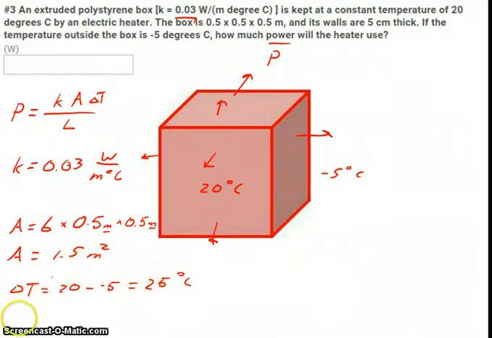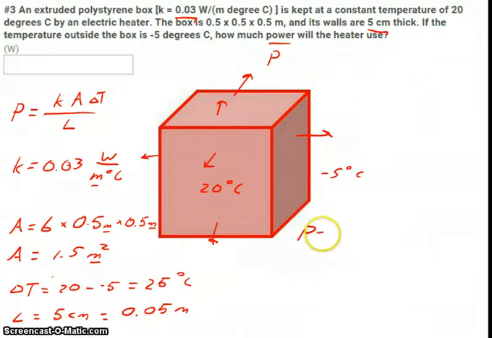The last part we need is the length or the thickness of the material, which is given as 5 centimeters thick. Now we have to be careful here because we're in meters. We've got meters squared in our area, we've got meters in our conductivity, so we're going to have to convert this thickness to meters too. There are 100 centimeters in a meter, so 5 centimeters would be the same as 0.05 meters, just like 5 cents would be $0.05. And now we're ready to put all this in.